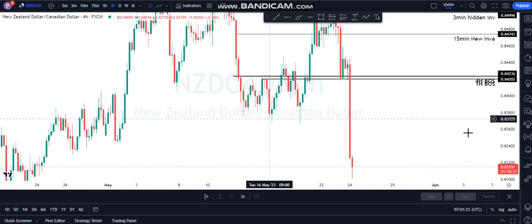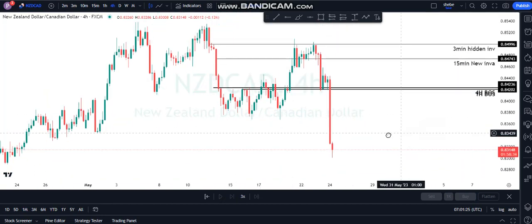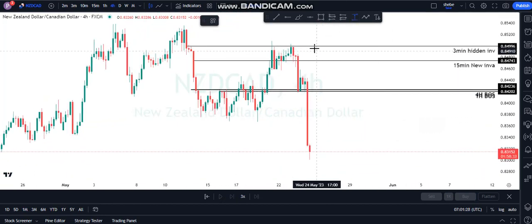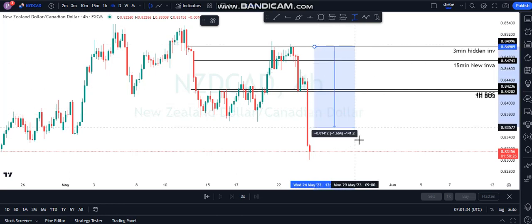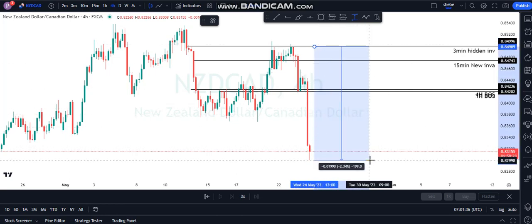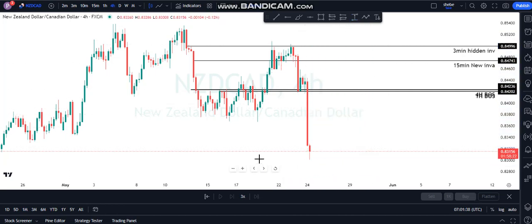Like you see right now, we are in profit around here. If you try to measure the drawdown, it was just small, like here, almost 15 pips, I mean 10 pips, and a massive 200 pips, like you see here.